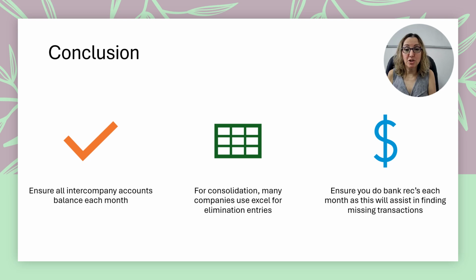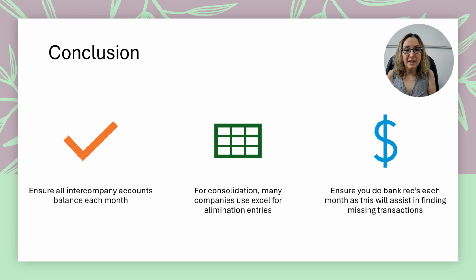In conclusion, I just wanted to give a few reminders. So number one, ensure all your intercompany accounts balance each month. The longer you go without doing this, the more complicated it becomes to find what's missing. Then when you're doing consolidation, how do you do it? Well, many companies use Excel for their elimination entries. There are more comprehensive accounting systems that will allow you to have a consolidation entity that brings in all the other companies and has the ability to record elimination. But if you're using more simple software, usually companies download all of their statements into Excel and then record the elimination entries to get their consolidation.